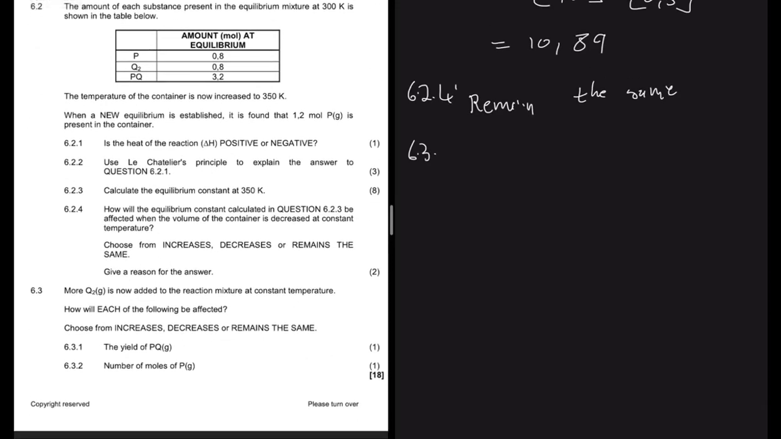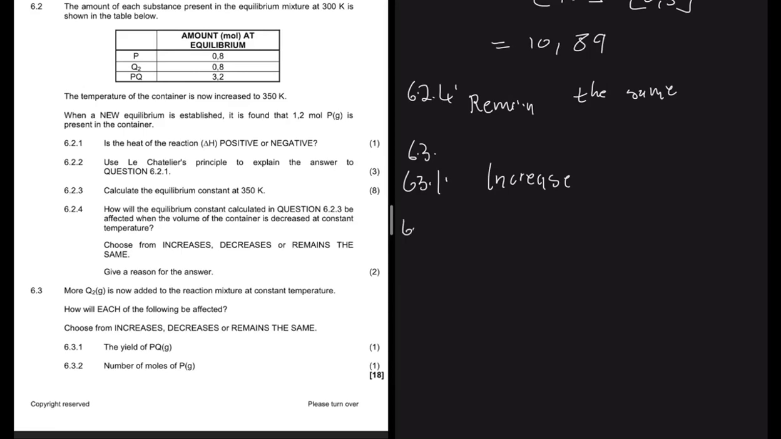6.3 says add more Q2. Q2 is a reactant. So the reactant Q2 is now added to the reaction mixture at a constant temperature. How will each of the following be affected? Choose from increase, decrease, or remain the same. PQ. PQ is a product, so it's going to increase, right? Because if we increase the reactants, then the forward reaction will be favored, so that we can establish our state of equilibrium. So the yield of PQ will increase.